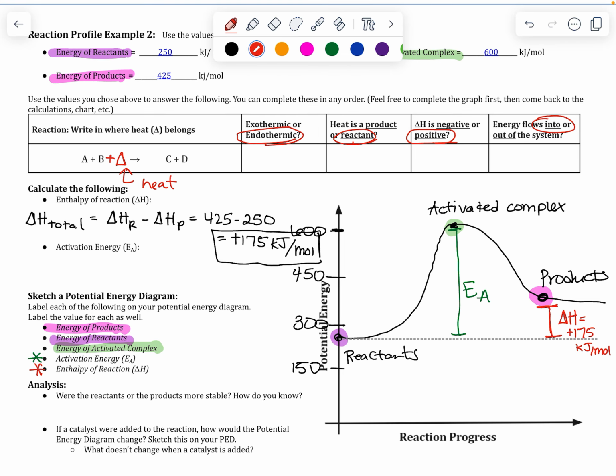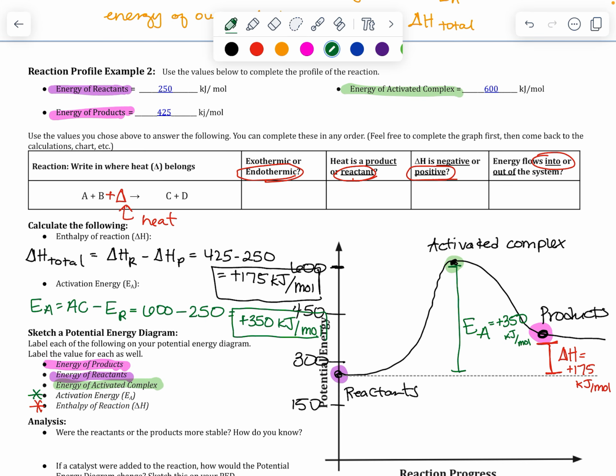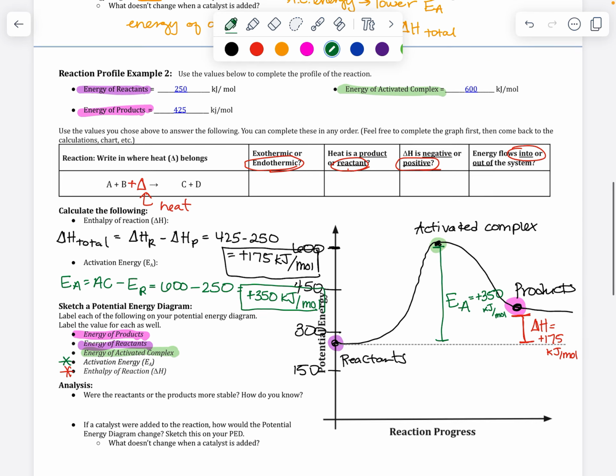Our activation energy is going to be our activated complex minus our energy of our reactants. So that is 600 for my activated complex minus energy of reactants, 250. So that is positive 350 kilojoules per mole. And our activation energy is always going to be positive. If we want to label the number there. So we have all of that filled in.